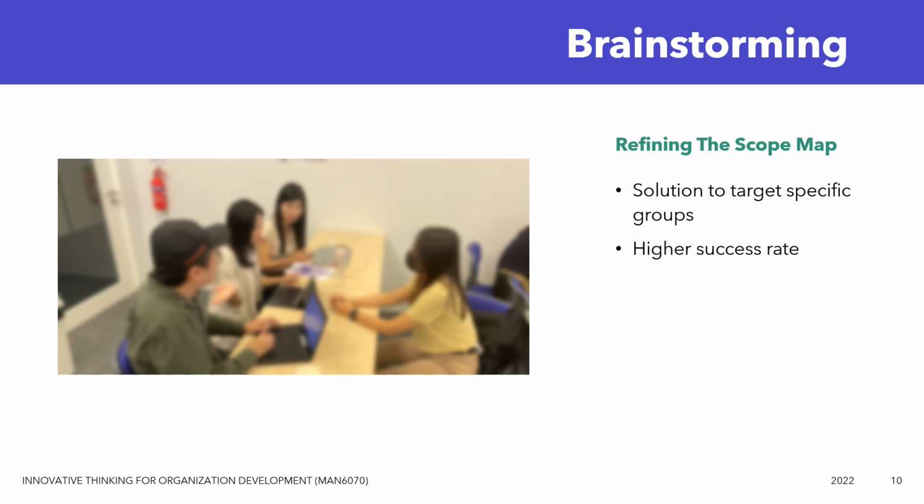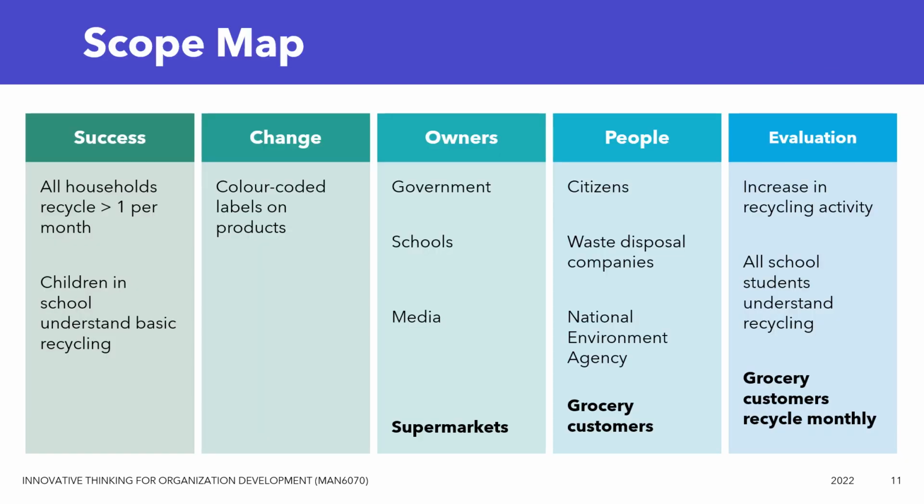This is where I went back to do an iteration of my initial scope map. Highlighted in bold, you can see that I have added specific owners, people, and evaluation stakeholders into the scope map, namely supermarkets, grocery customers, and monthly recycling respectively.